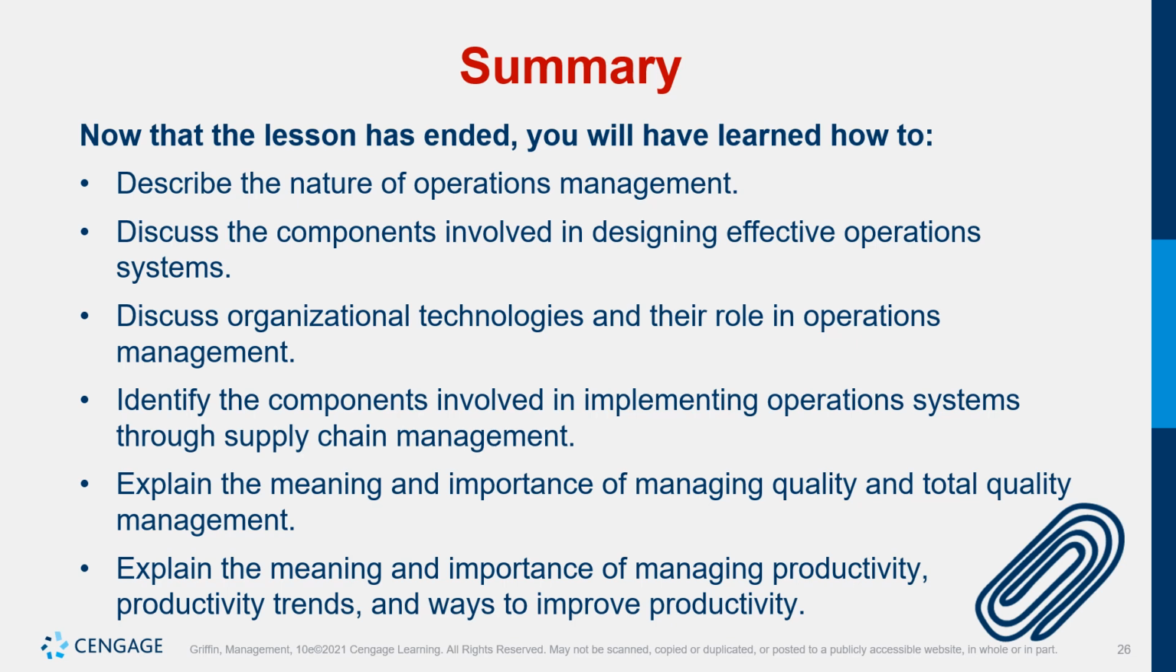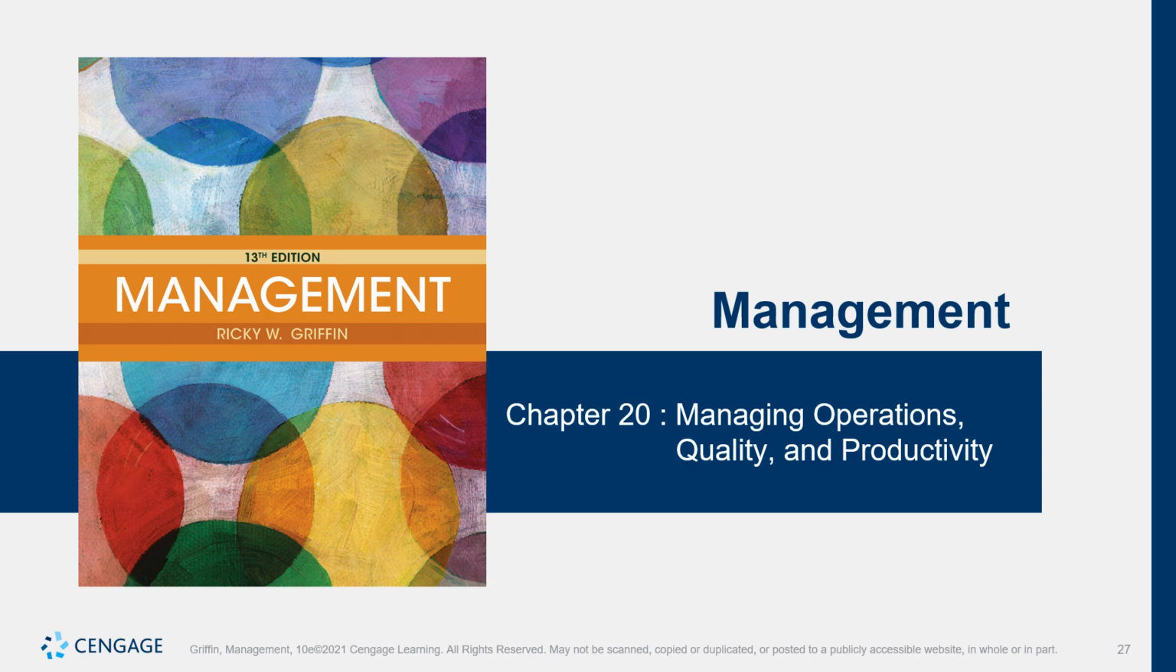Chapter summary. Now that the lesson has ended, you will have learned how to describe the nature of operations management, discuss the components involved in designing effective operation systems, discuss organizational technologies and their role in operations management, identify the companies involved in implementing operation systems through supply chain management, explain the meaning and importance of managing quality and total quality management, and explain the meaning and importance of managing productivity, productivity trends, and ways to improve productivity. You have reached the end of the chapter.